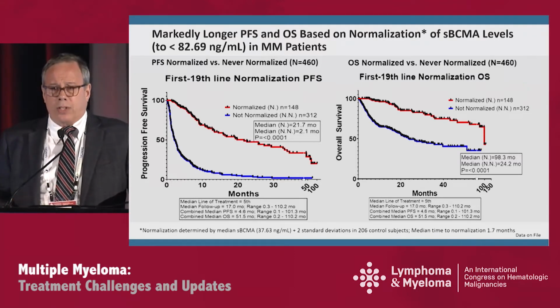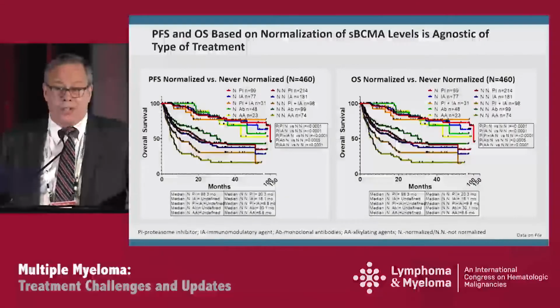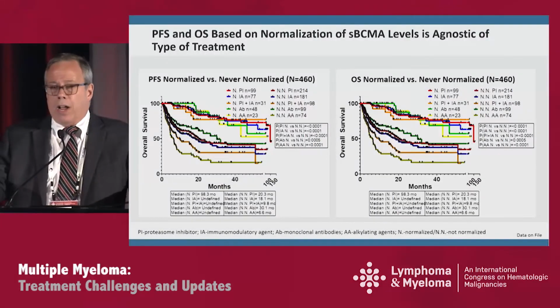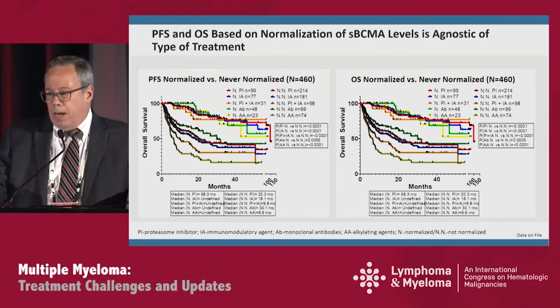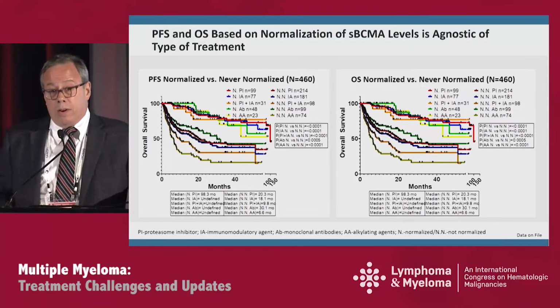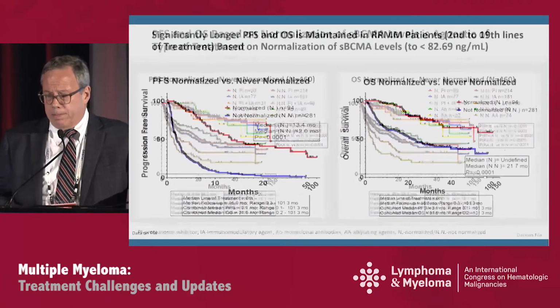So is this actually agnostic to treatment? It is indeed. So these patients are divided by whether they were on PIs, immunomodulatory agents, both, antibodies or alkylators. In all of these subgroups, the normalization of BCMA predicts a much better PFS on the left-hand side than if you don't normalize, and on the right-hand side, overall survival. So it appears to be agnostic to treatment.